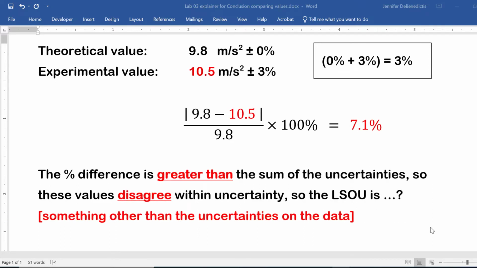However, if your values did not agree with an uncertainty, then your answer is going to be different. So if the percent difference is greater than the sum of the uncertainties, your values disagree with an uncertainty. So what's the largest source of uncertainty? Well, it can't be any of the uncertainties on the data, because we took those into account. It has to be something else. So then you and your group members would talk about this and try to figure out what could have caused it. So was it friction? Was it air resistance? Did you not level your track accurately? Maybe your projectile wasn't launched horizontally. You have to think about the experiment and try to identify the one thing you think might have caused the discrepancy, and it'll be something other than the data values.